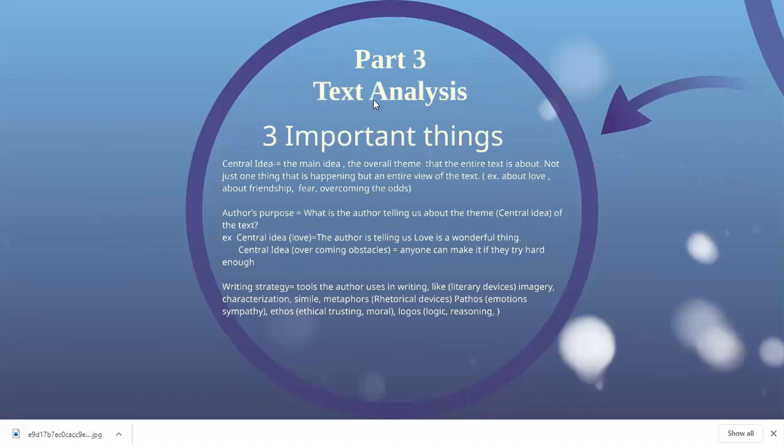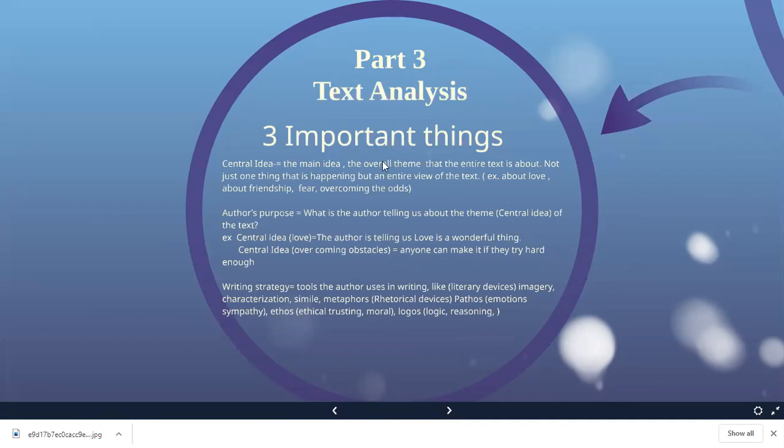All right, so you're also going to have to look at text, and this goes back to your writing portion. In Regents, there's part 1, part 2, part 3. This actually has your reading, which is text analysis and reading comprehension. Your writing is grammar, sentence structure, and writing. So central idea is the main idea, the overall theme that the entire text is about, not just one thing that's happening, but the entire view of the text: about love, about friendship, overcoming.